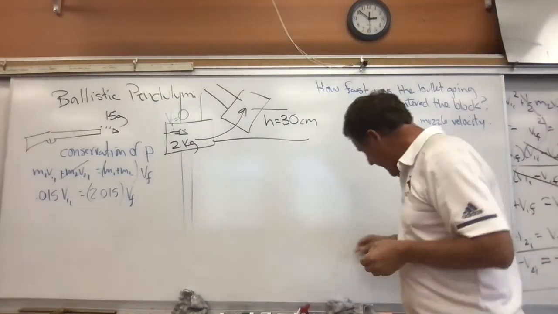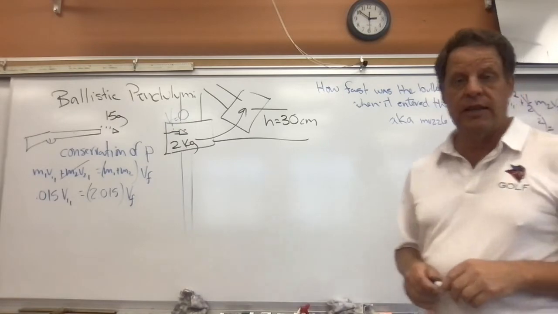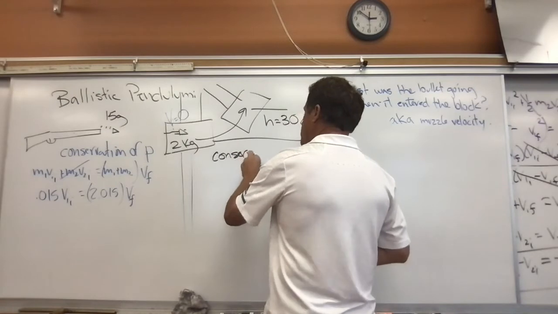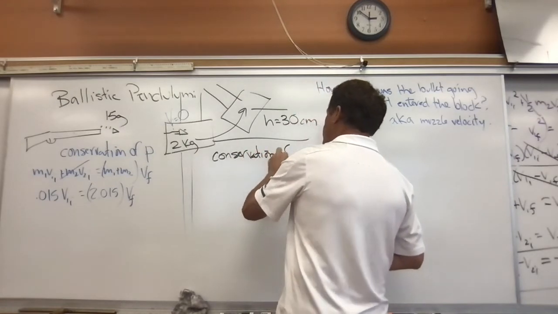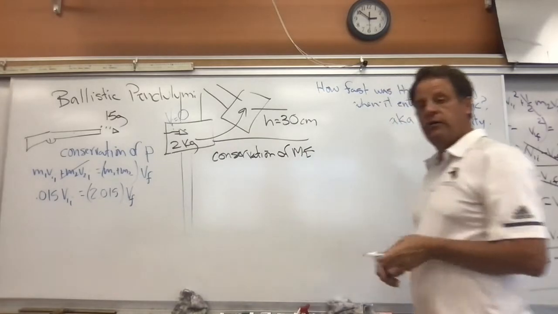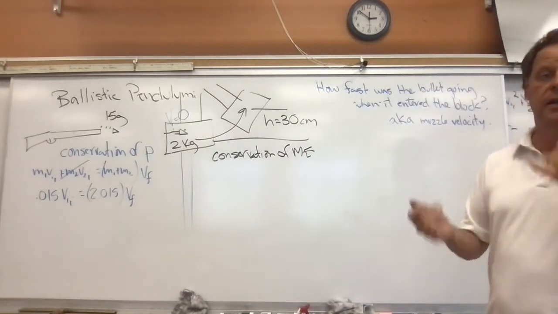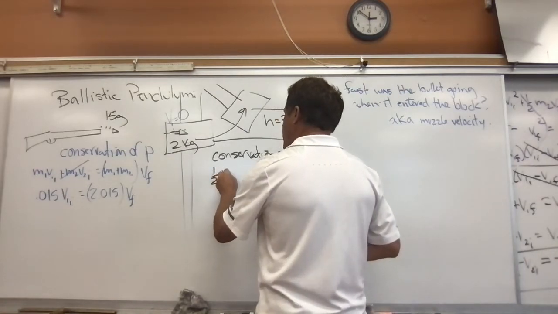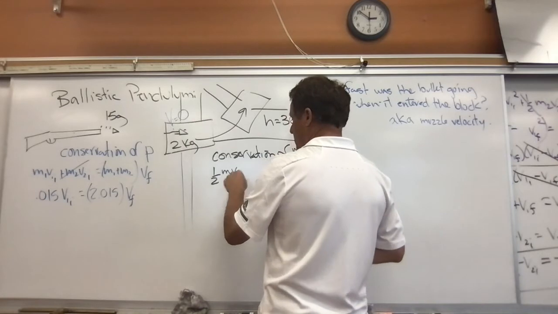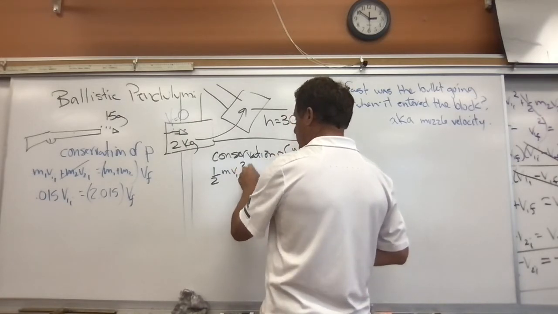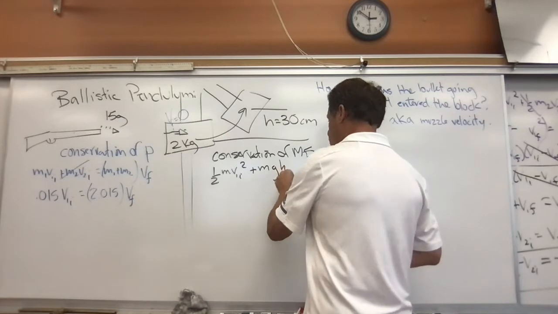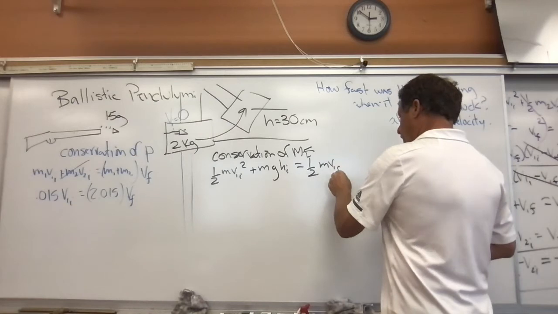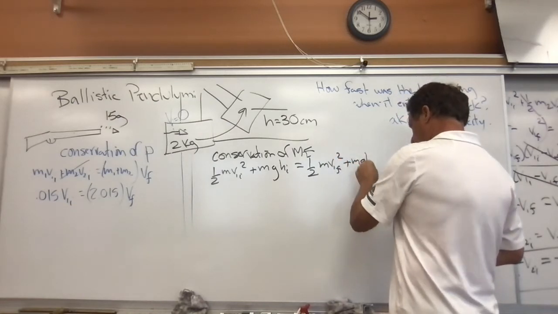And in order to calculate that, we need a second equation. And that second equation is going to come from conservation of mechanical energy, which is going to be kinetic energy plus potential energy. So 1/2 m v1 initial squared plus mgh initial is going to equal 1/2 m v1 final squared plus mgh final.